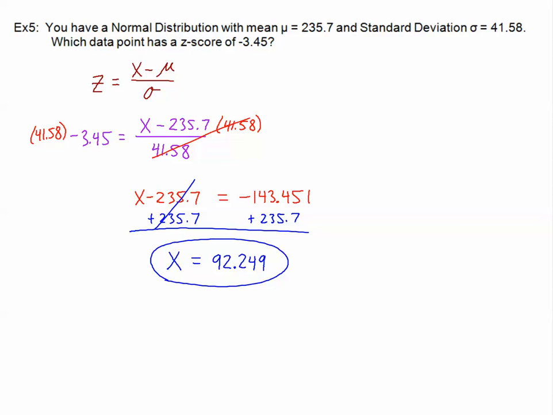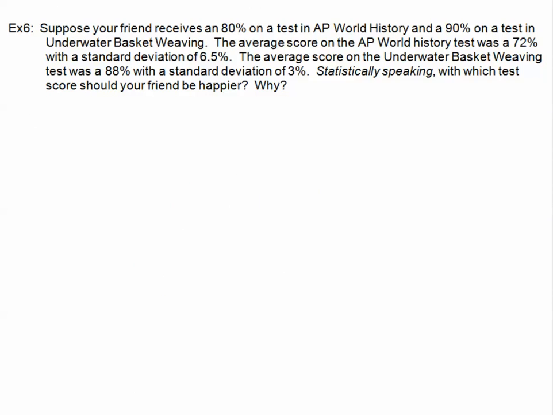We have one last example to look at in this tutorial, and here it is. It says, suppose your friend receives an 80% on a test in AP World History and a 90% on a test in underwater basket weaving. I didn't know we had that class here. The average score on the AP World History test was 72%. Remember that average is your mu, your mean, with a standard deviation of 6.5%. The average score on the underwater basket weaving test is 88% with a standard deviation of 3%.